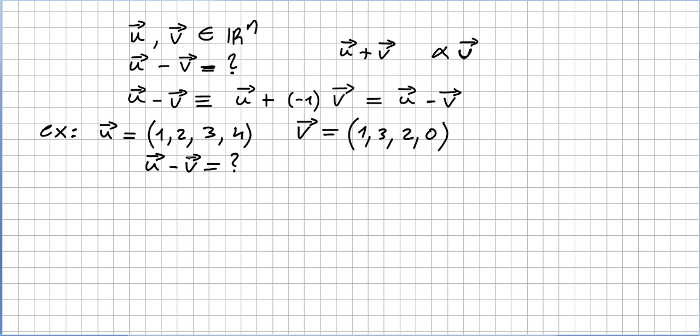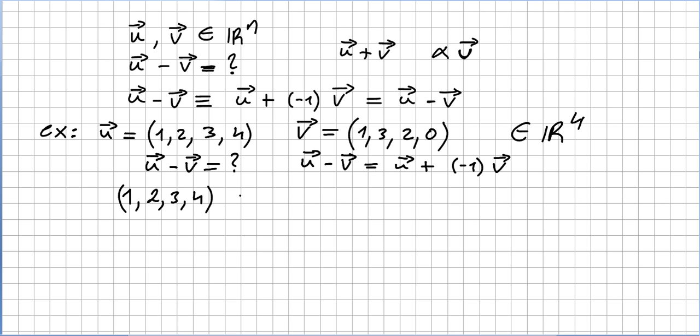Suppose we have vector u, 1, 2, 3, 4, with four components. So these are vectors in R4. And vector v, 1, 3, 2, 0. I'm just inventing numbers. What is u minus v? u minus v is going to be u plus minus 1 multiplying v, right? So u is 1, 2, 3, 4 plus, and we are going to multiply by minus 1 the vector 1, 3, 2, 0, right?